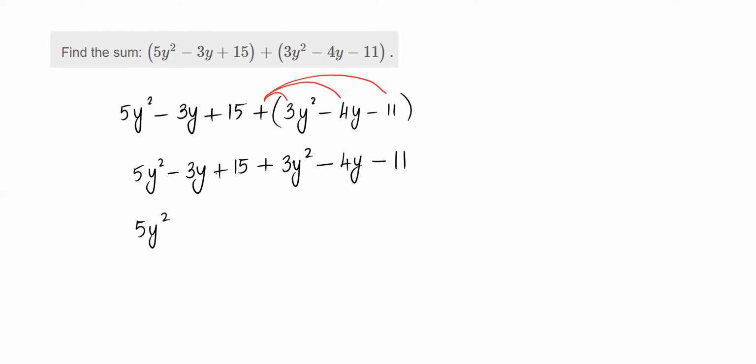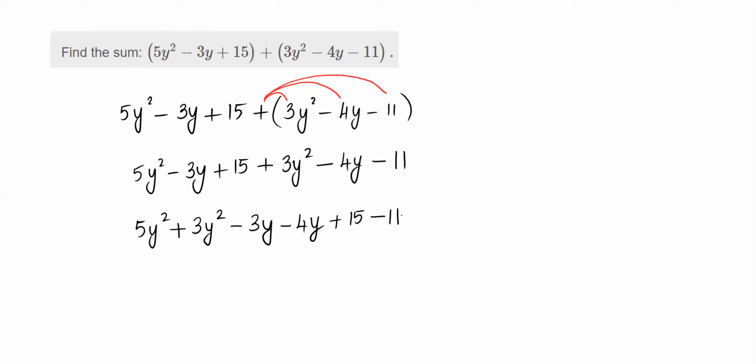So 5y squared, I need to look for other y squared terms. I'd see another one. Remember to take the sign in front of it as well. It was a plus 3y squared. Got that. Then I have a negative 3y here. Any other y's? Yes, I do see a negative 4y. So that's a negative 4y. Then there is a plus 15. Another constant is a minus 11. The only catch in all these moving things around is to remember to move the sign with them correctly. If we miss that, then we kind of destroyed the whole problem, right?